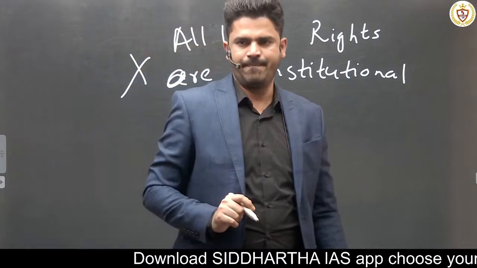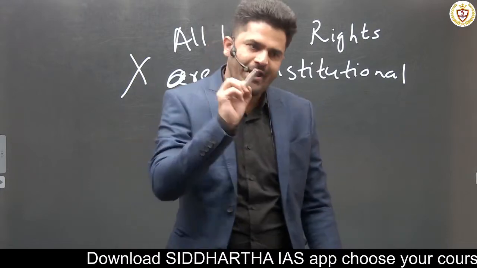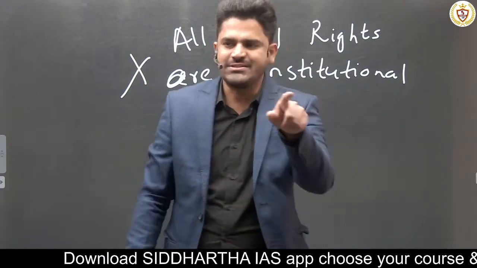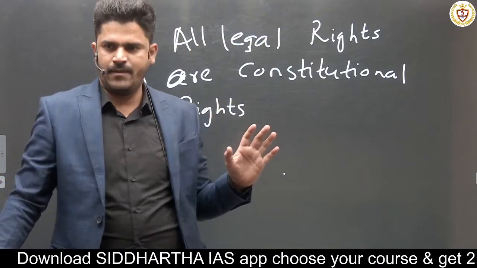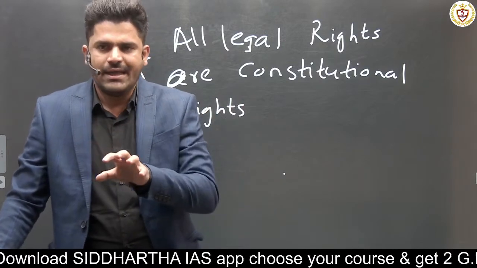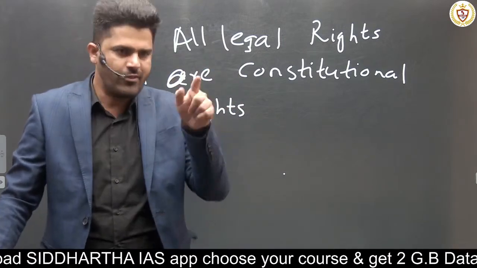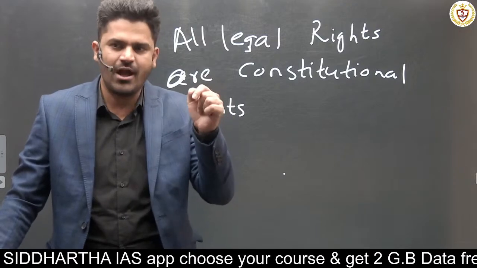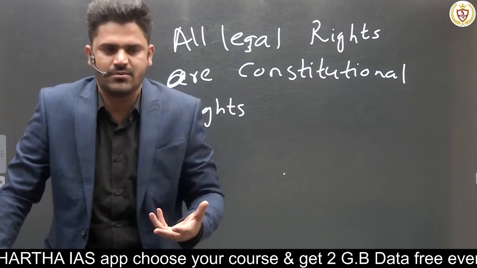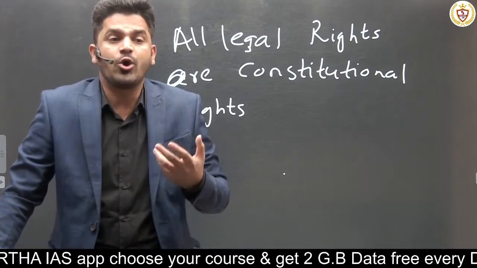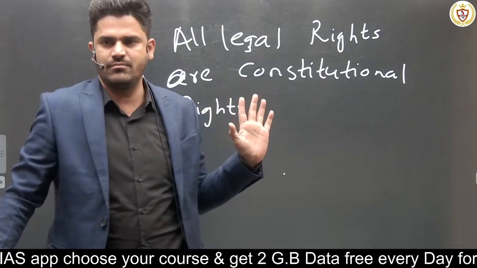For example, in India, every citizen has the right to information. Now, the right to information is a legal right. Why? Because it is backed by the Right to Information Act 2005. But has the right to information been provided explicitly in the Constitution of India? Explicitly, directly written, Article XYZ, right to information. Is it written? No. Yes, you can say that it is implicit under Article 19(1)(a). But it is implicit. It is not explicitly mentioned.